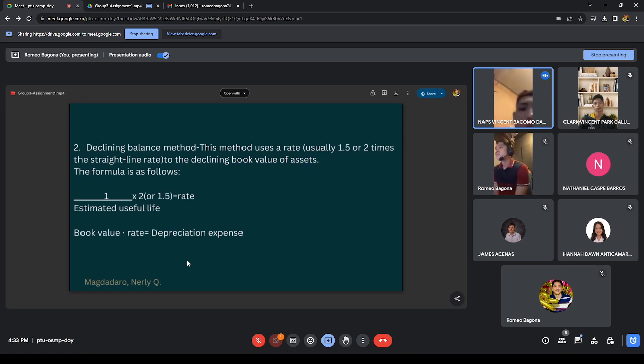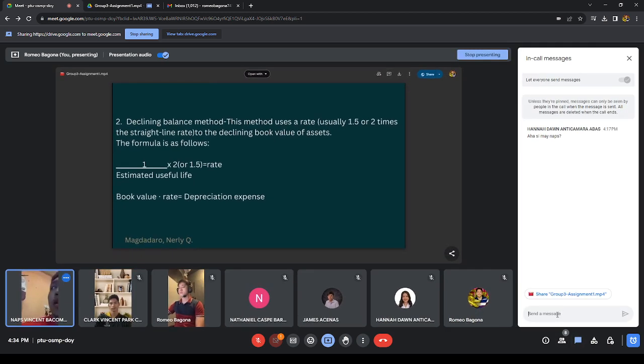So here, the formula is as follows: 1 over its estimated useful life, times 2 or 1.5, which is the rate, equals its rate. Then the book value times the rate will result in the depreciation expense.